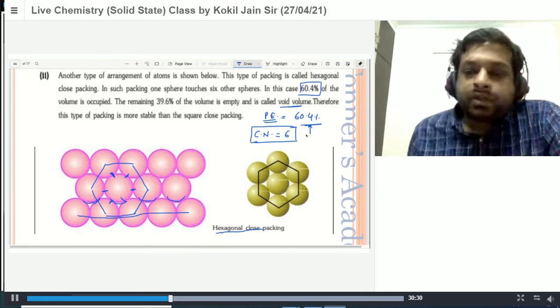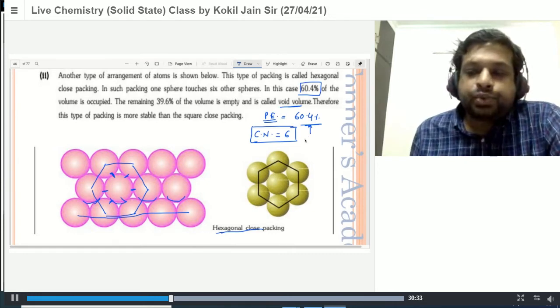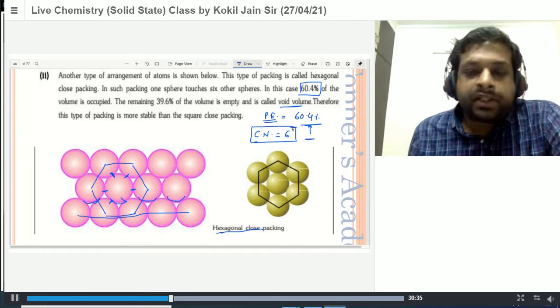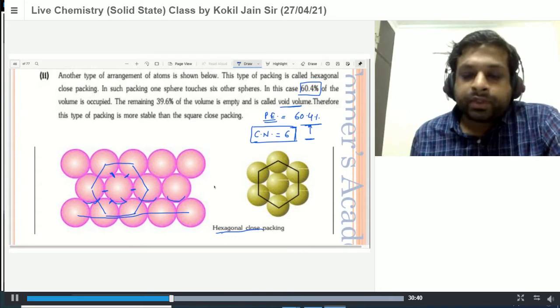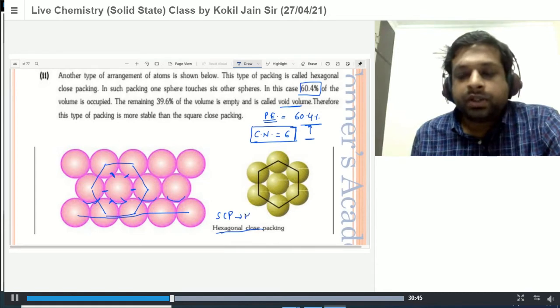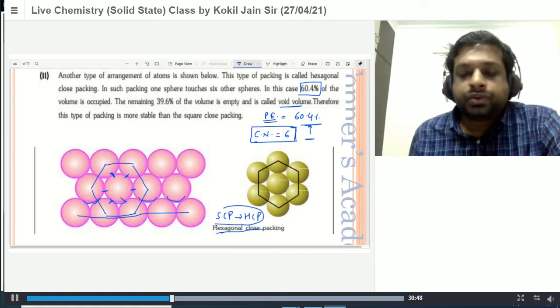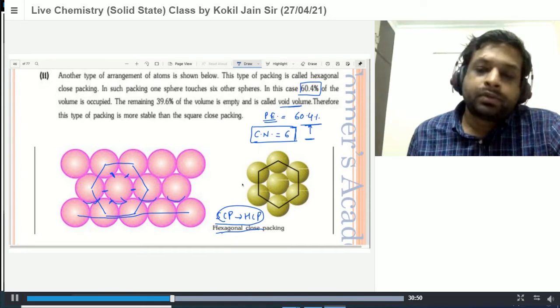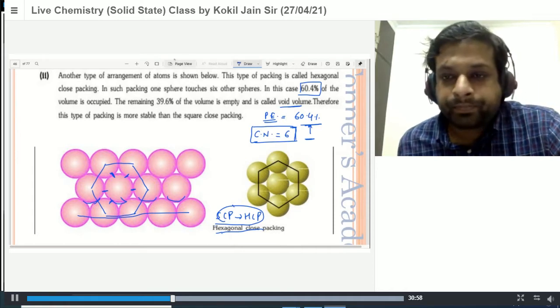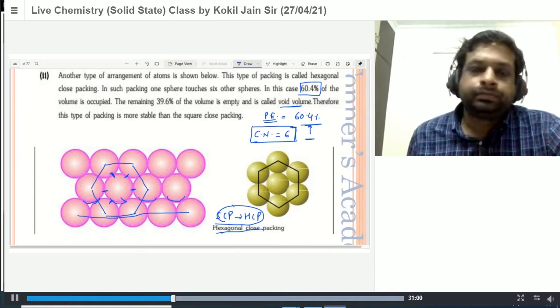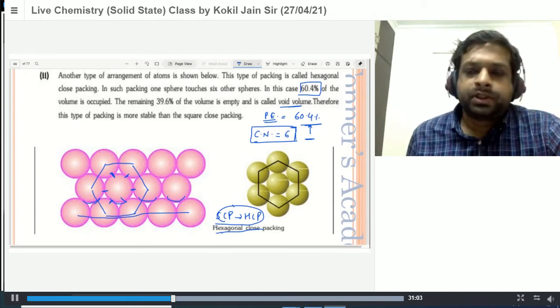Maximum available inside that unit cell, from the earlier arrangement of such type of packing, we call it close packing, square close packing. Whatever the maximum we saw was the only one possible. We see packing efficiency, or utilization of space.